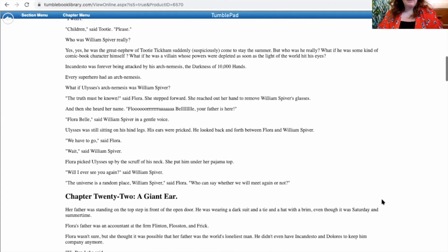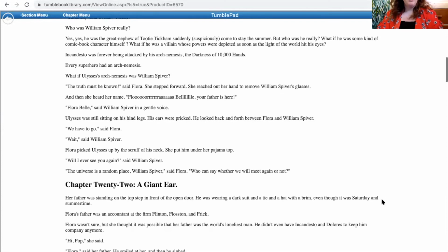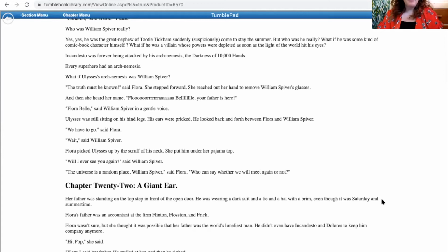We have to go, said Flora. Wait, said William Spiver. Flora picked Ulysses up by the scruff of his neck. She put him under her pajama top. Will I ever see you again? said William Spiver. The universe is a random place, William Spiver, said Flora. We can stay. Who can say whether we will meet again or not?